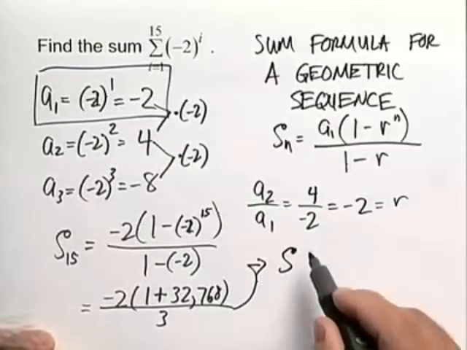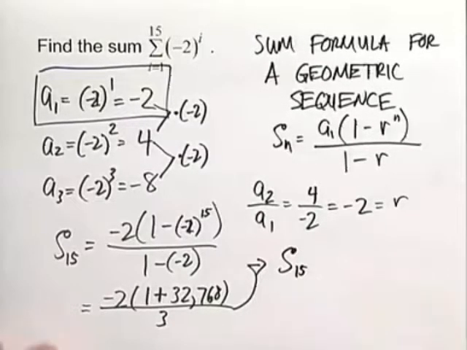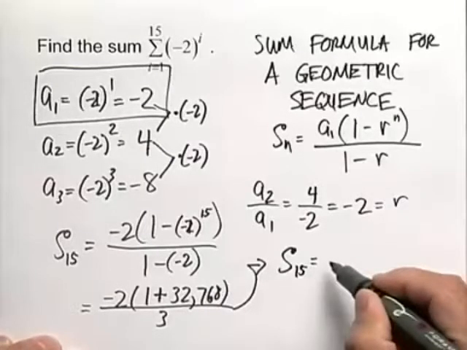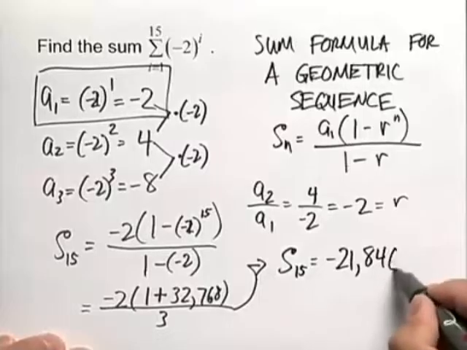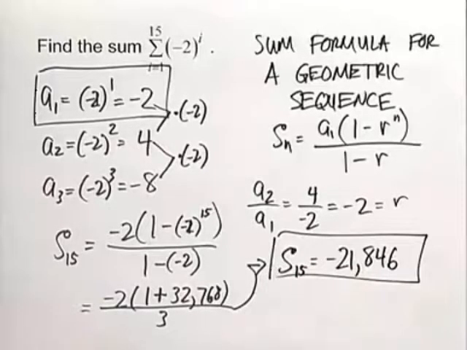The sum of the first 15 terms of our geometric sequence will give us a value of negative 21,846. And it's a nice use of that formula.